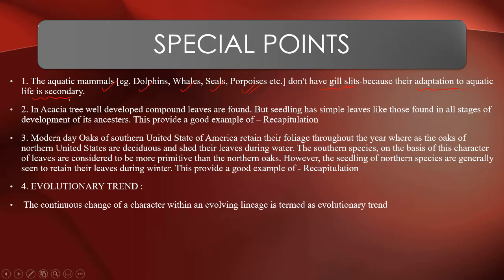So dolphins, whales, seals, porpoises, they don't have gill slits because their adaptation to aquatic life is secondary. Being mammals, they have certain other characteristics, like the presence of air sacs for assisted respiration.